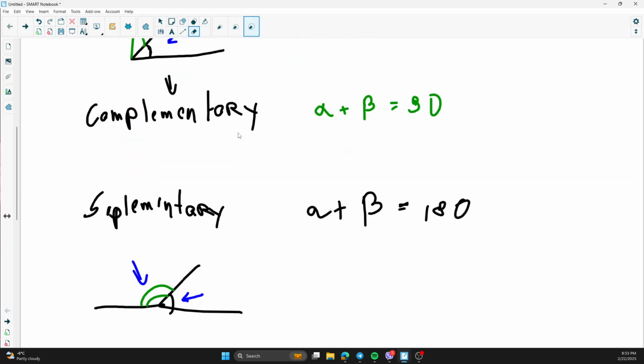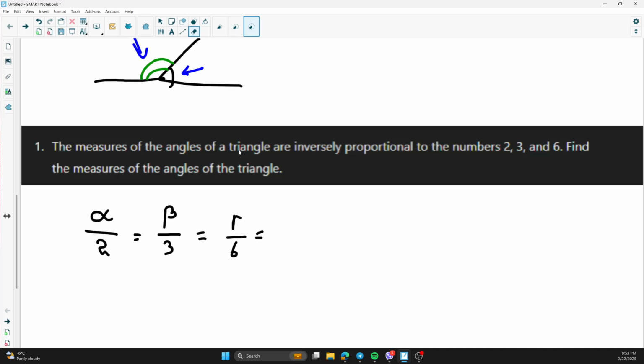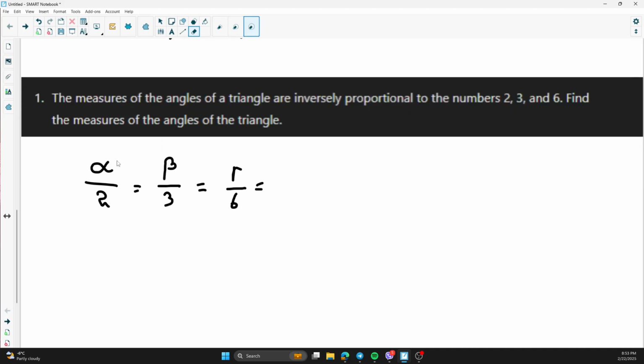Now, think about this. It doesn't matter what you do with both angles, the sum of all of them will still be 180. Just 180. Now I think it's easier for you to find alpha, beta, and gamma.